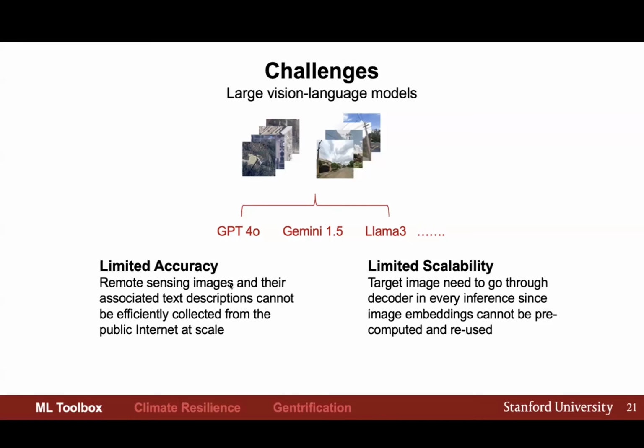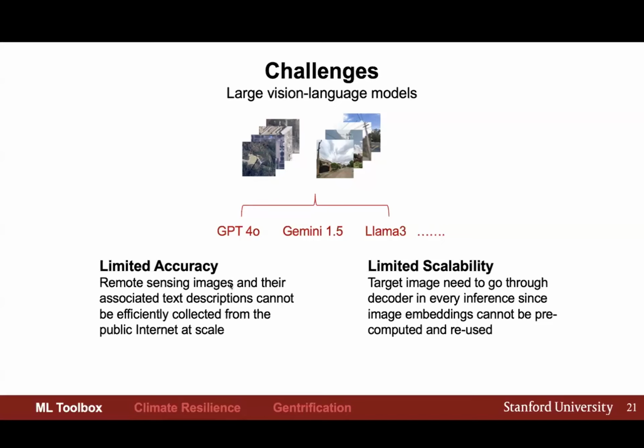You can actually use it to help you label. We find two main limitations. Number one is limited accuracy. Those remote sensing images and their associated task descriptions cannot be efficiently collected from the internet at scale. Many of them are in proprietary software like Earth Engine and other types of software. So when we try those models out of the box, their accuracy is not as high as our trained models.